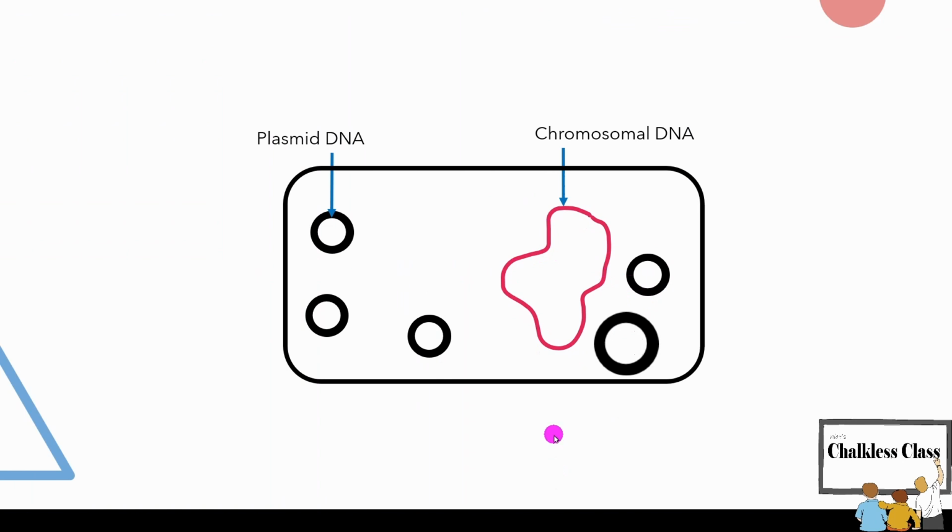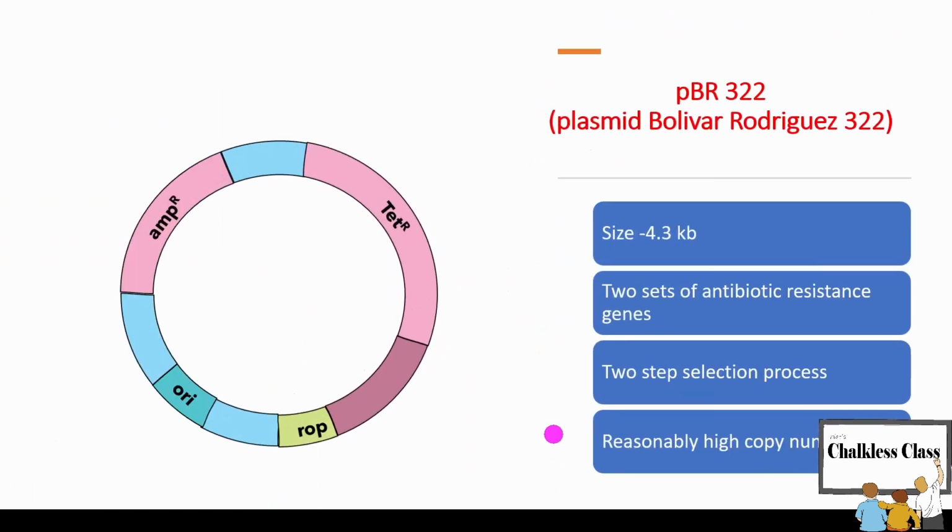the prokaryotic cells. But the plasmid developed here is an artificial one, and this was developed by Bolivar and Rodriguez, so it is called plasmid Bolivar Rodriguez, pBR322. 322 is the lab number. The size of this plasmid is about 4.3 kb. It has two sets of antibiotic resistance genes, so here we have to do a two-step selection process. It has a reasonably high copy number, about 25 copies or more.